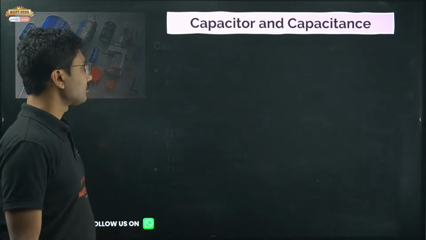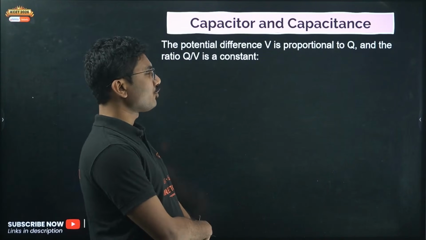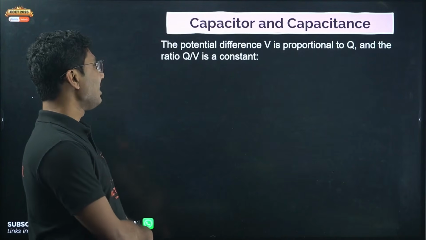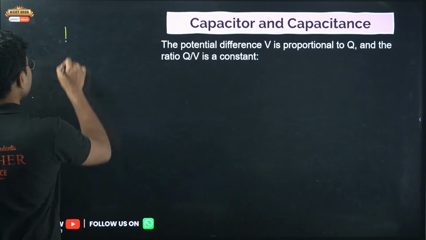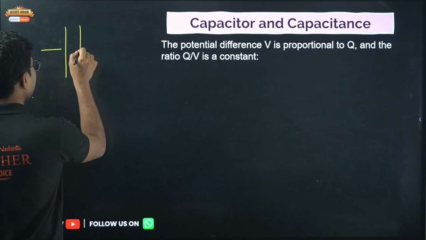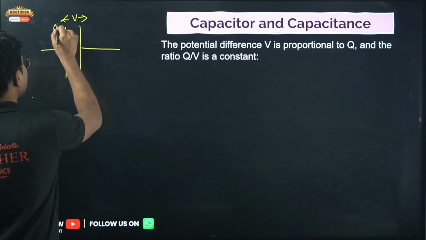Now the potential difference V is proportional to Q, and the ratio Q by V is constant. So suppose we have a capacitor plate, the potential difference between the plates is V and the charge stored is Q.